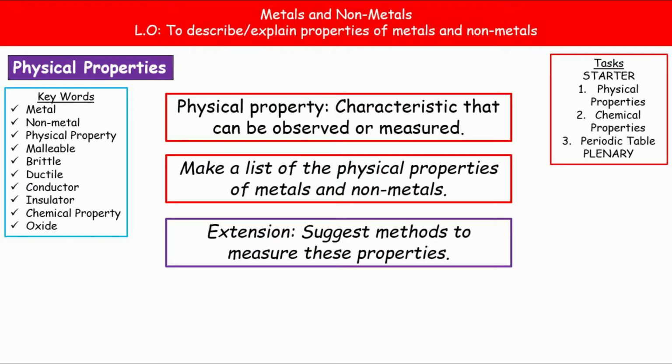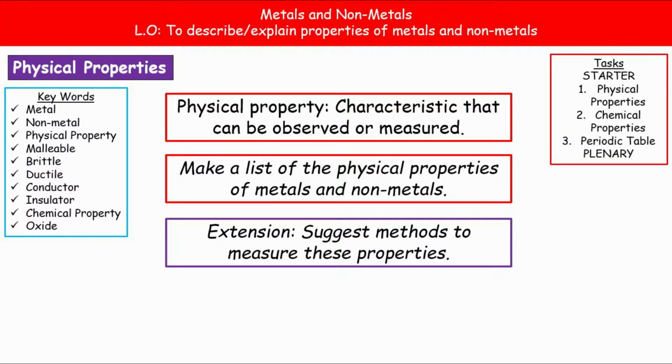The first thing we need to know then is what we mean by this phrase physical property. So whenever we see that phrase physical property, then it's a characteristic that we can observe or measure. So don't mix this up with other types of properties. Physical properties are characteristics that we can either observe or measure.